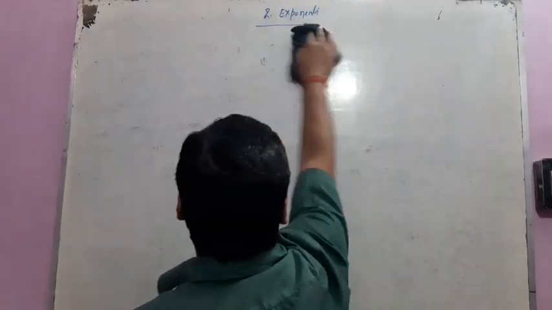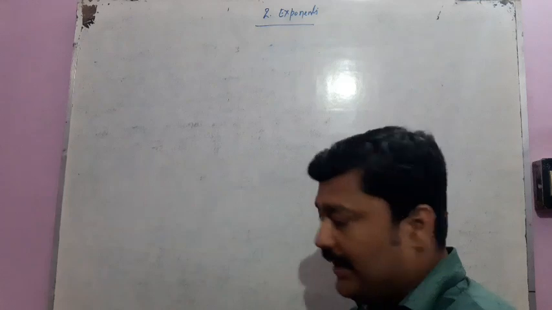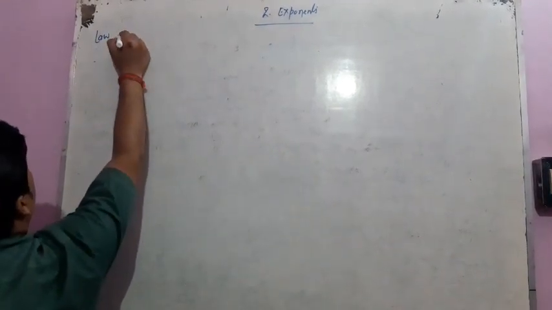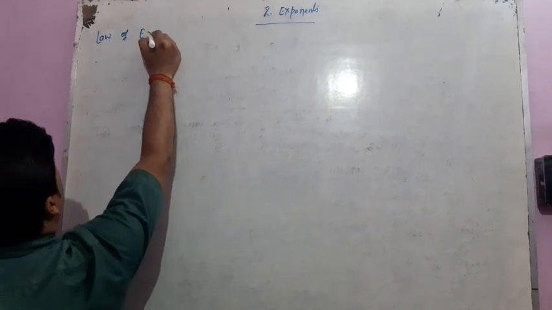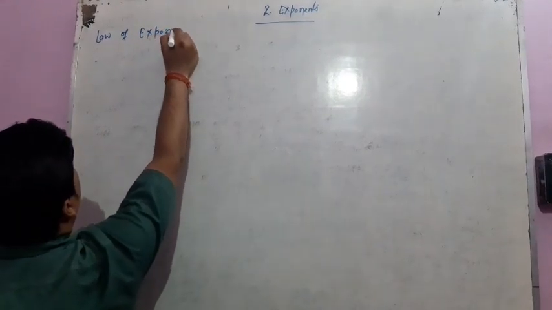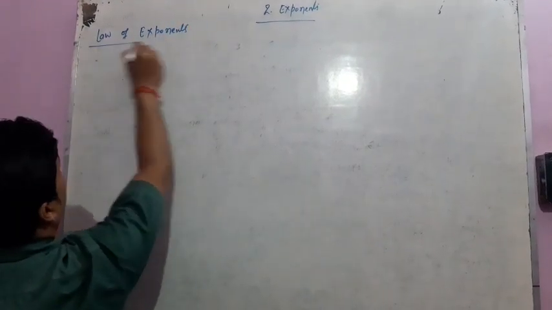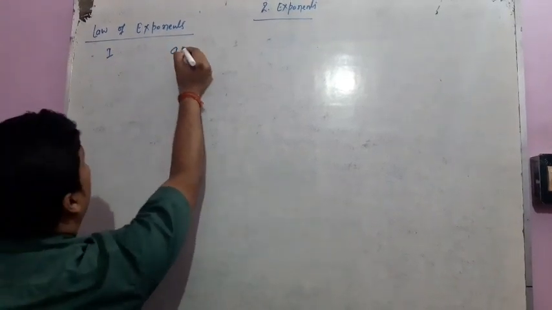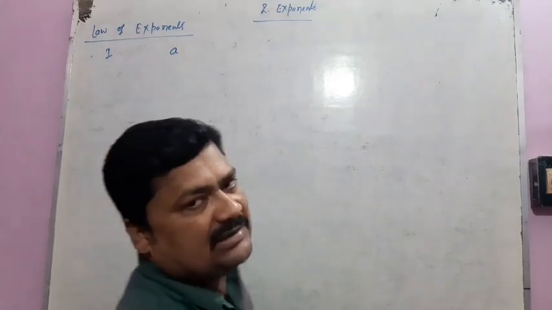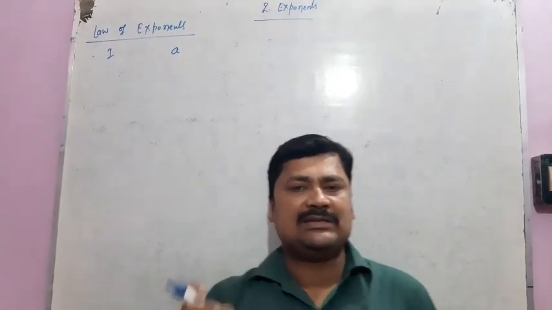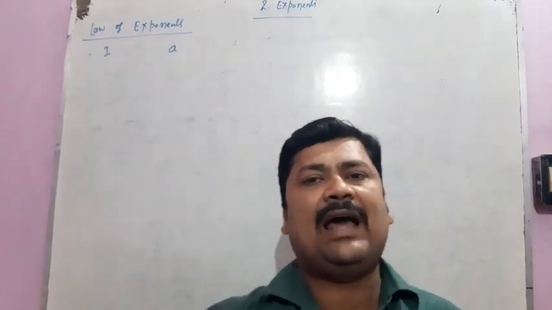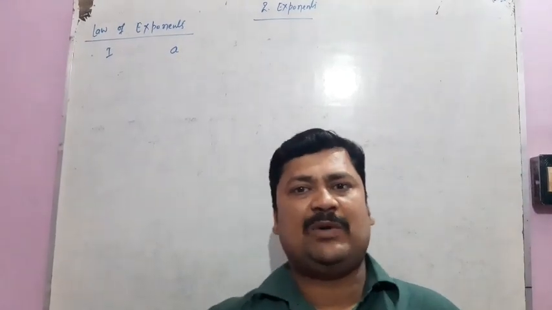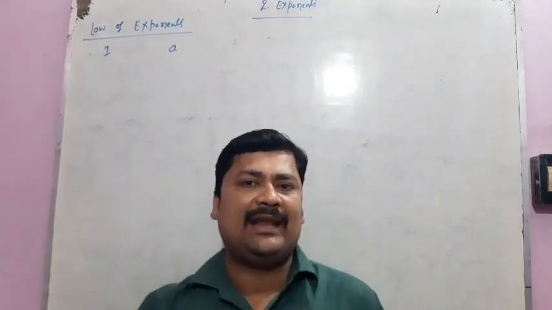First, the laws of exponents. The very first law of exponents is: if two or more numbers have the same base, and they are in multiplication, then for solving the exponential case, we have to add their exponents.